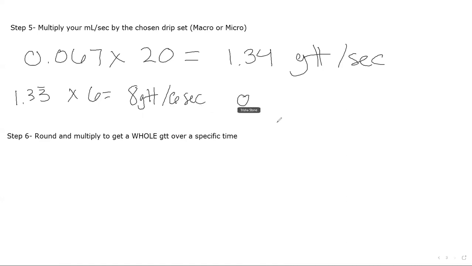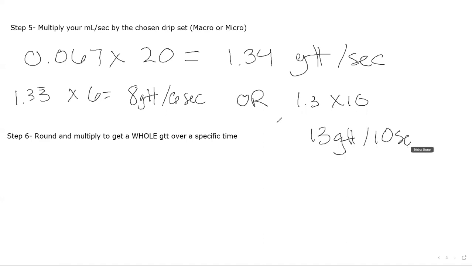Or we could say, that's a lot of work. I don't want to do all this math. So we could round this to 1.3, then multiply it by 10, and it would equal 13 drops in 10 seconds. Again, lots of different answers here, but the goal of these problems when you're working with drip sets is to get it to a whole drop over a short amount of time.